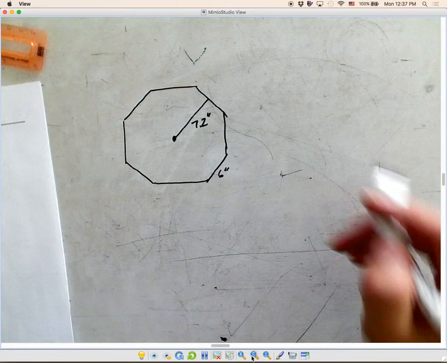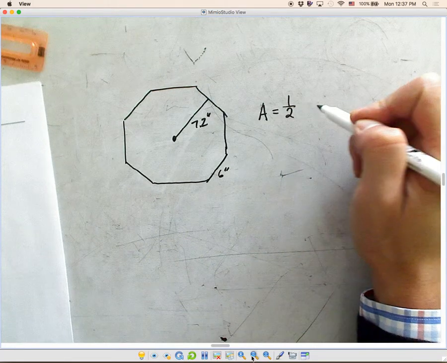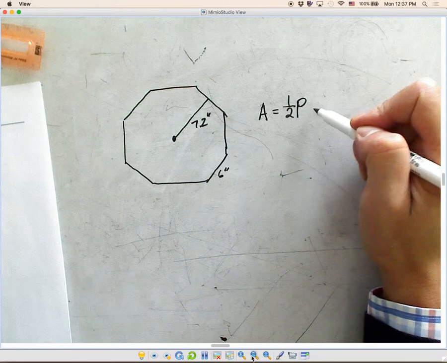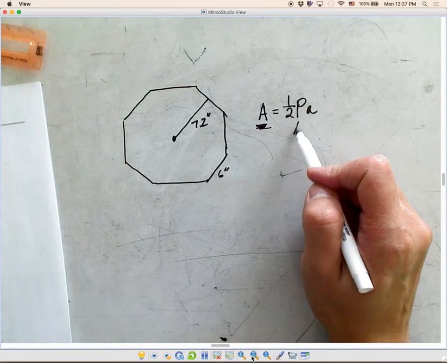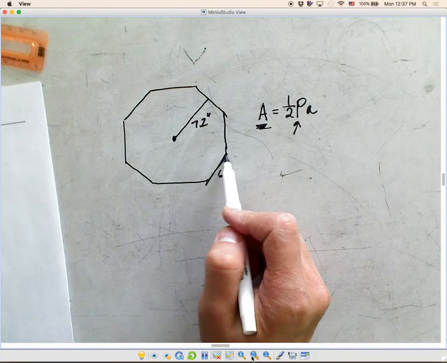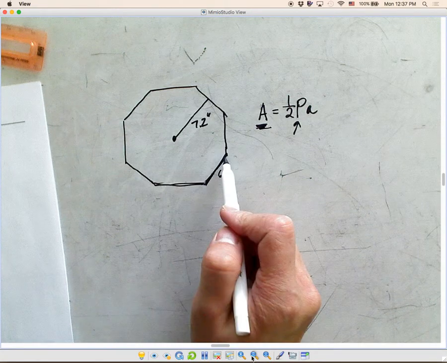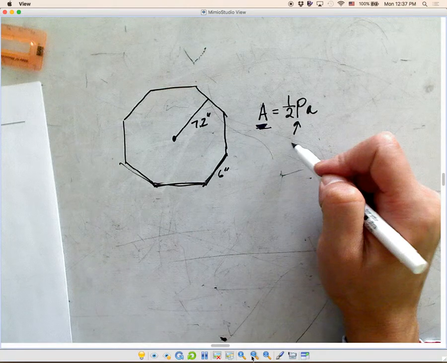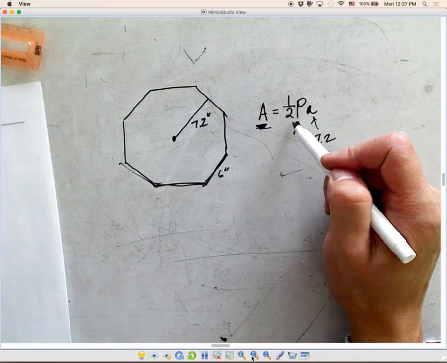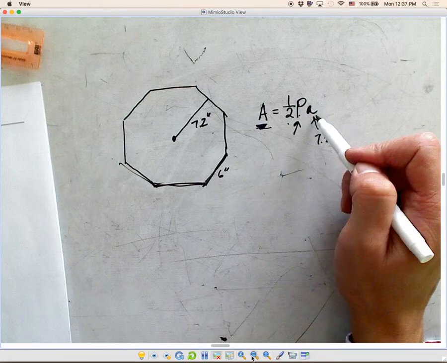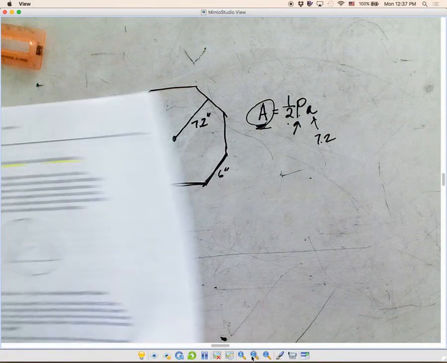Theorem 5.1 says area can be found by 1/2 of the perimeter times the apothem. So in order to find the area of this figure, you need to find the perimeter. Each side is 6 inches, 6 inches, 6 inches, and so on. That's the perimeter, and the apothem is 7.2. Find the perimeter, take half of it, and multiply by the apothem, and you'll find the area of this figure. That's part A. How about part B?